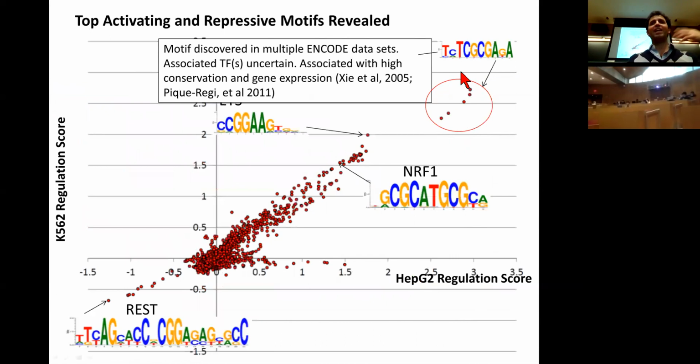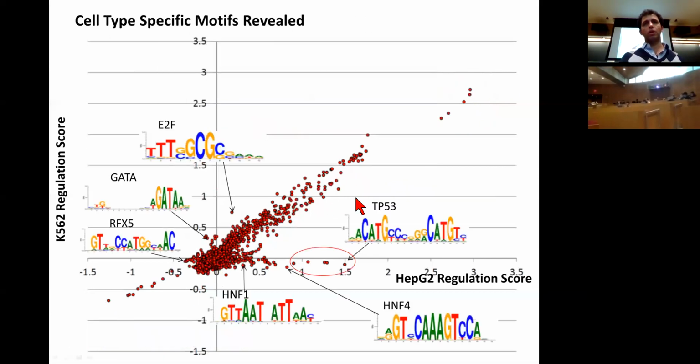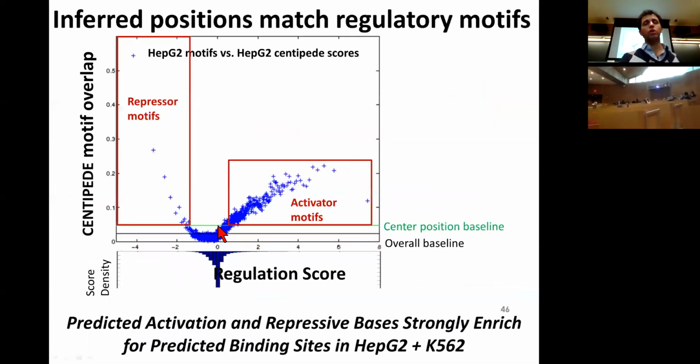This was discovered independently in a bunch of different experiments as the most enriched site, but we still don't know what the regulator that binds it is. And again, using this in a completely agnostic manner allowed us to discover that. We're able to find repressors, activators, and cell type specific motifs. So these are off diagonal elements, which are high in one cell type but low in the other, or high in one cell type and low in the other. And then these are again involved in cell type specific regulation.